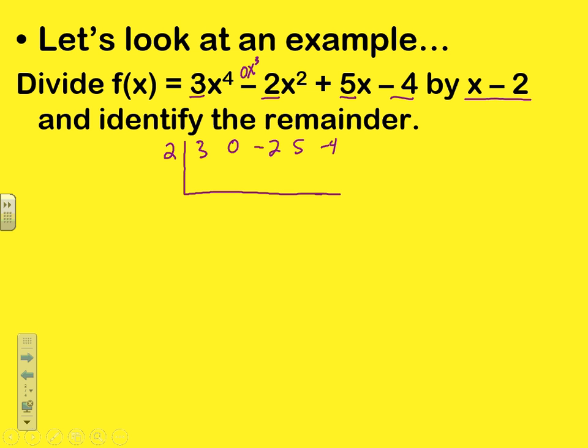So as we did in previous lessons, take the first number and just drop it straight down. So we have a 3. Multiply the divisor, the 2, with 3, and we get a 6, and we put that underneath the next column. Add those two numbers together, and we get a 6, and just go through the same process that we have been doing for synthetic division. 2 times 6 is 12. Add those, and I get a 10. 2 times 10 is 20. Add those, and I get 25. 2 times 25 is 50. Add those together, and I get a 46. And that's my remainder.